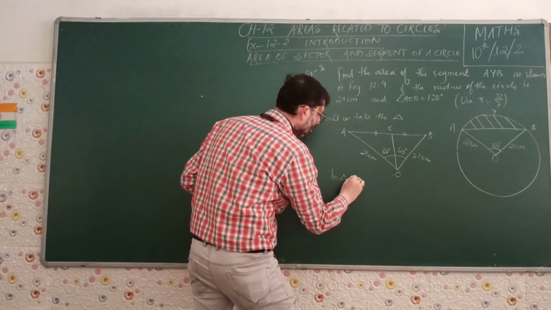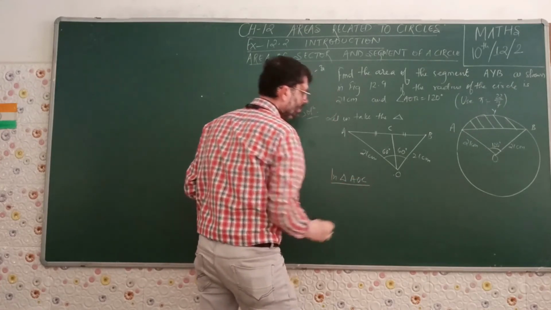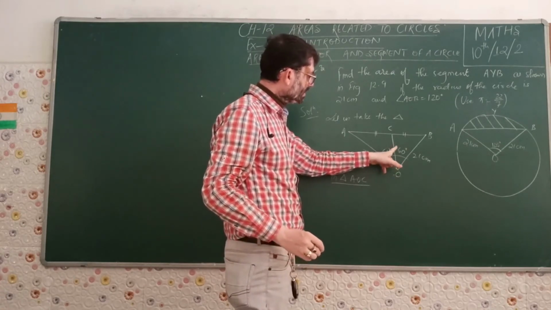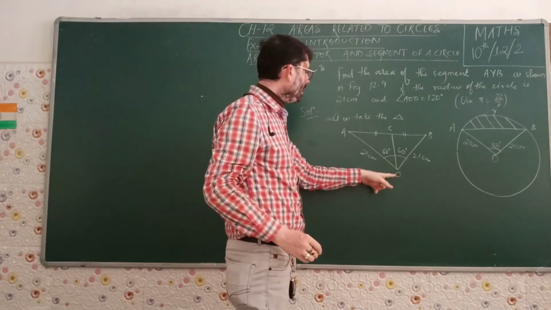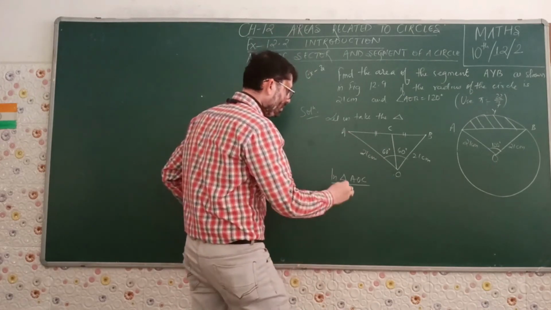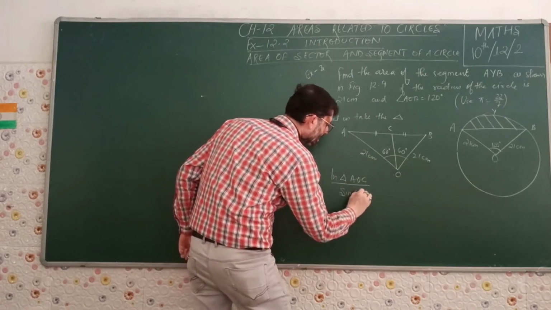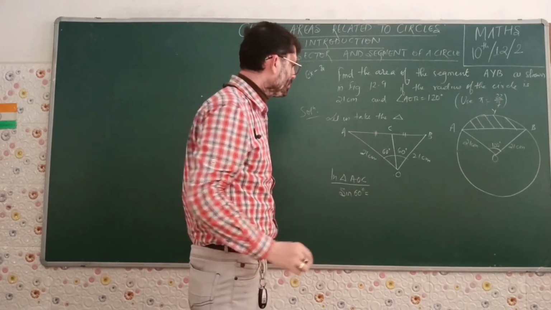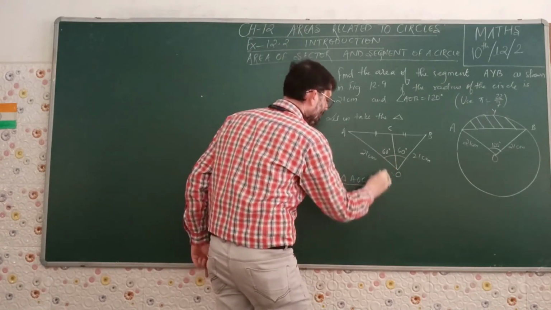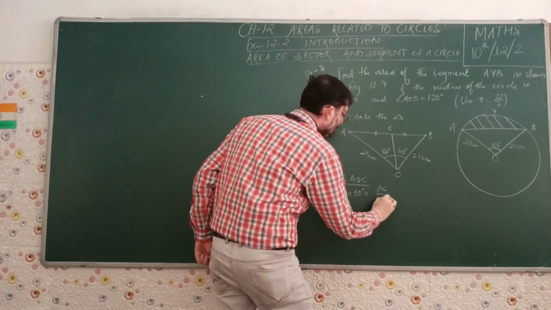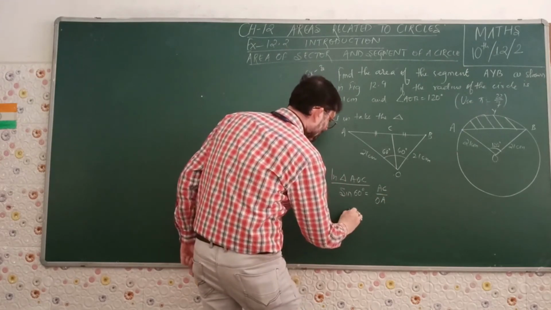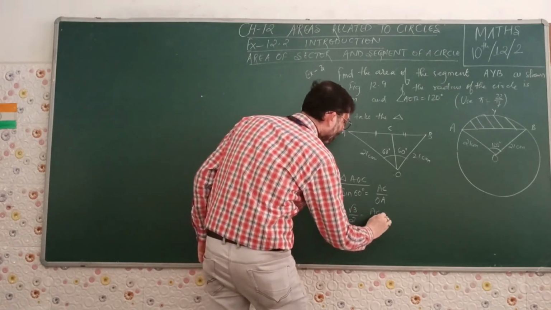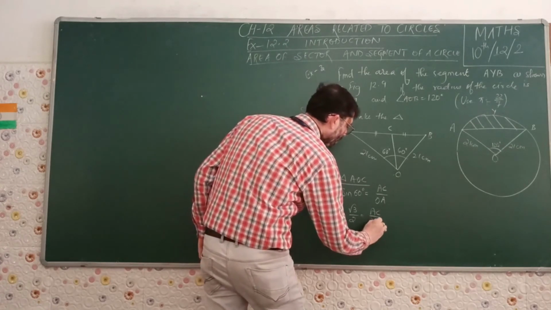In triangle AOC, for this triangle, this is my angle, so this is adjacent, AC is opposite, and OA is the hypotenuse. So we will be writing sine 60 degrees. Sine 60 degrees means opposite by hypotenuse, so opposite is AC by hypotenuse is OA. The value of sine 60 is root 3 by 2. AC we are looking for, and OA is 21 centimeters.